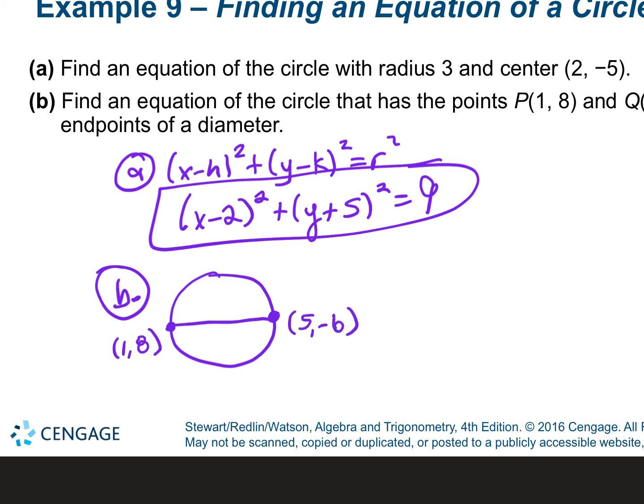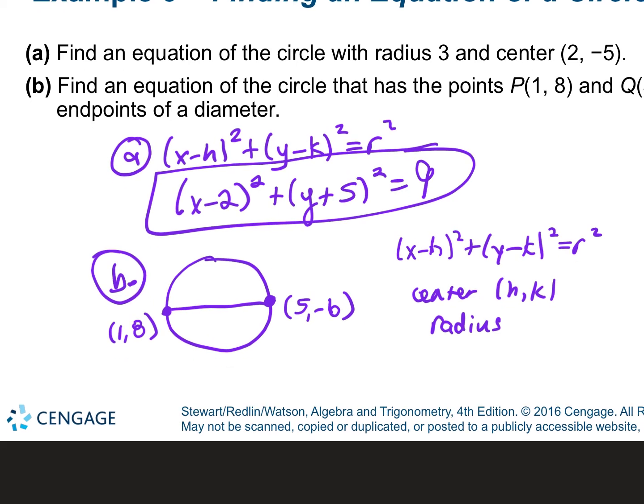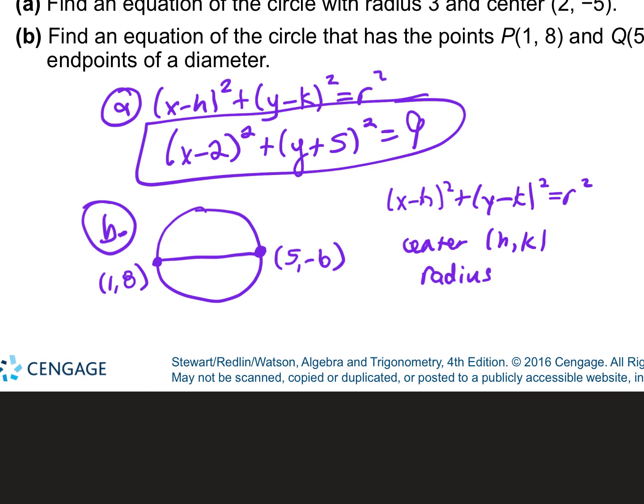Okay, so let's think about this. I want to write the equation of a circle, minus k squared equals r squared. So I need the center, which is h and k, and I need the radius. We can find all of that just with these points. Think about where the center of a circle is. It's in the middle. Do I have a formula that tells me how to figure out the middle of a line? The midpoint. Good job, guys.